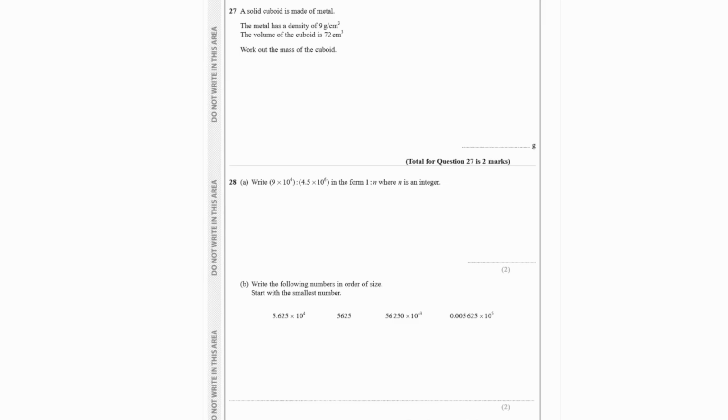So we know that density is given by mass divided by volume, and therefore if we want to use this formula to find mass, we would have to do density multiplied by volume. The density of this cuboid is 9 grams per centimeter cubed, and the volume is 72 centimeter cubed. If we multiply, this gives an answer of 648 grams. This was a 2-mark question. The 1st mark would have been given for correctly using the formula for density and multiplying 9 by 72, and the 2nd mark for getting a correct final answer of 648.